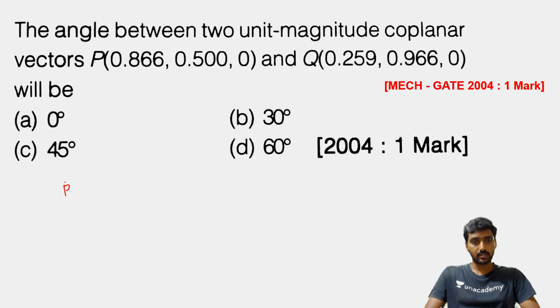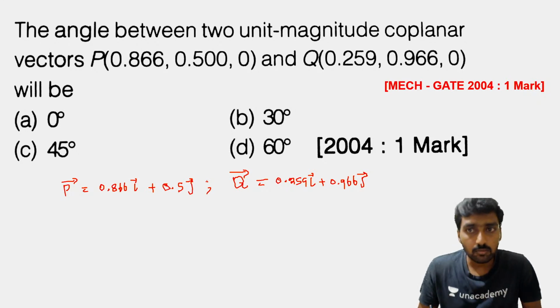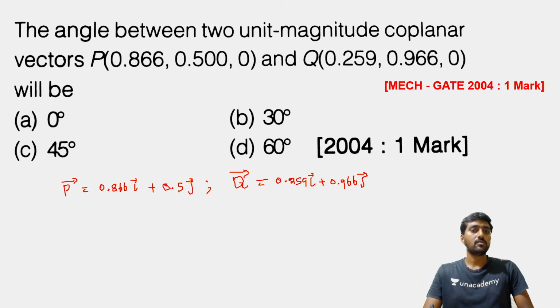Okay, first, P vector is equal to 0.866 I vector plus 0.5 J vector, and Q vector is equal to 0.259 I vector plus 0.966 J vector. Now, what will be the value of the angle between the two unit magnitude coplanar vectors? I will show you the things one by one.